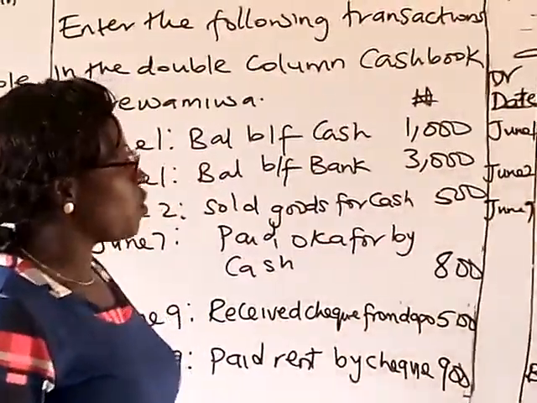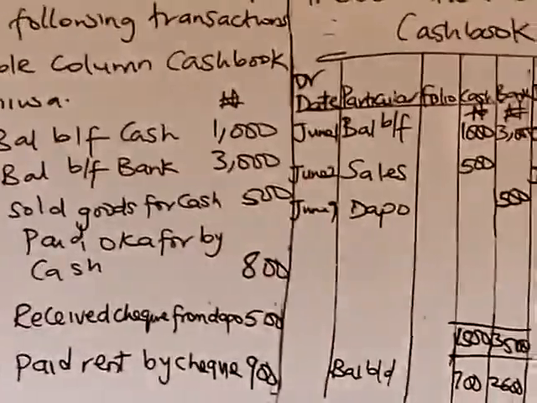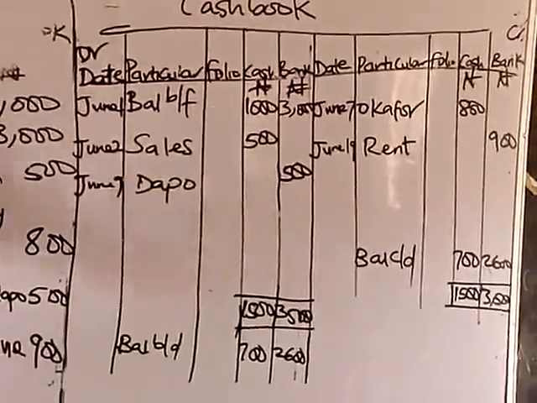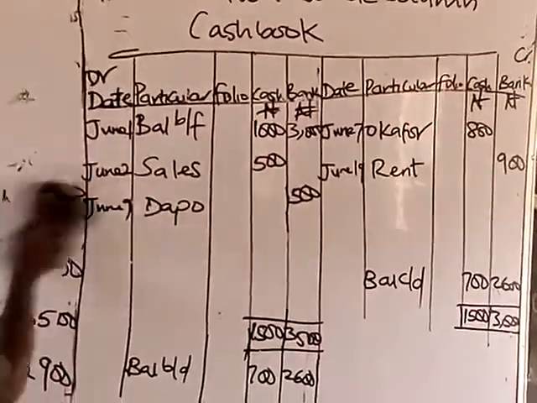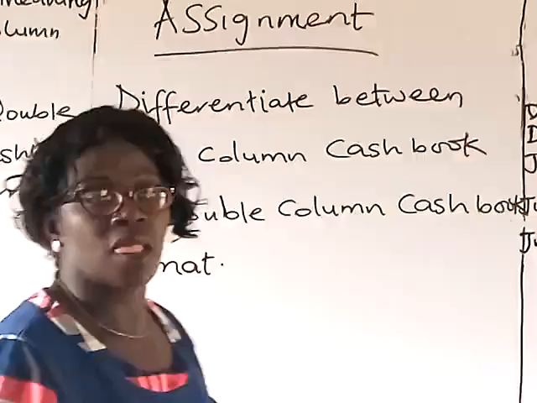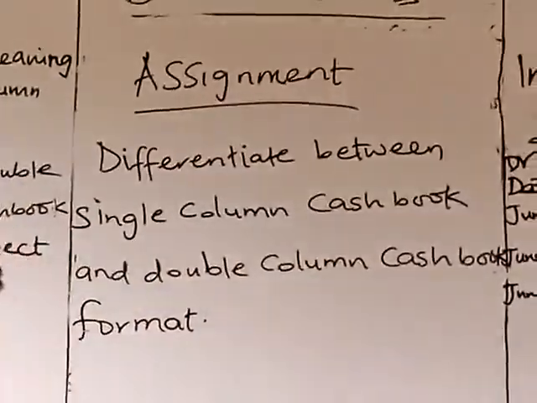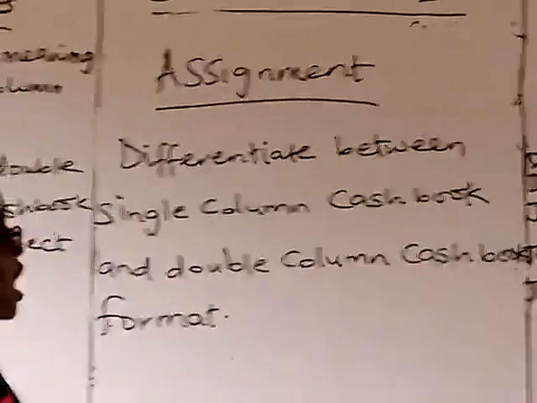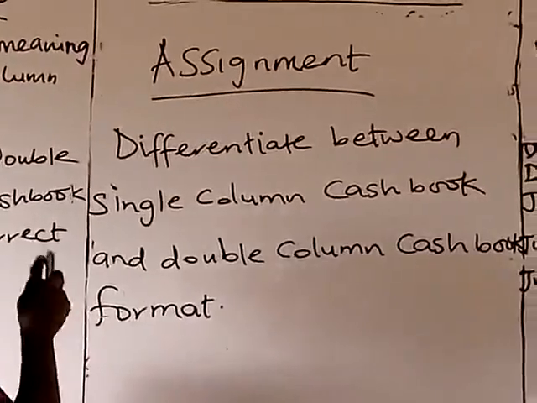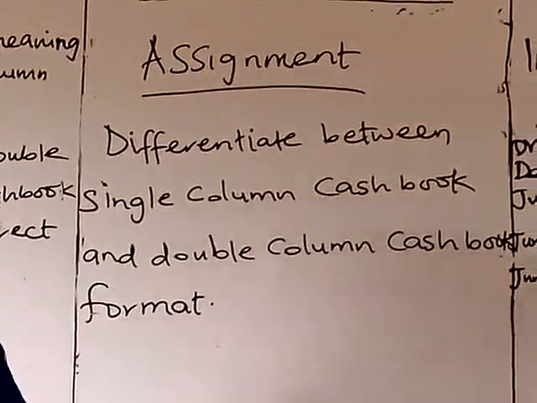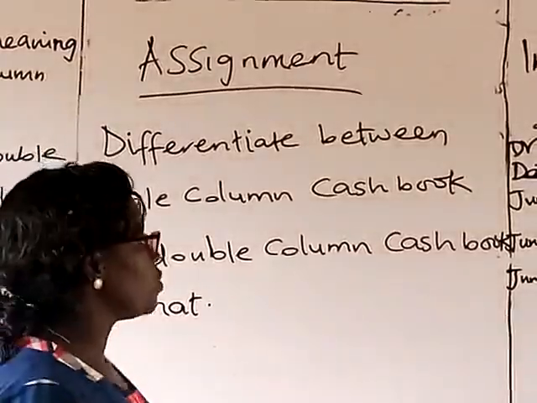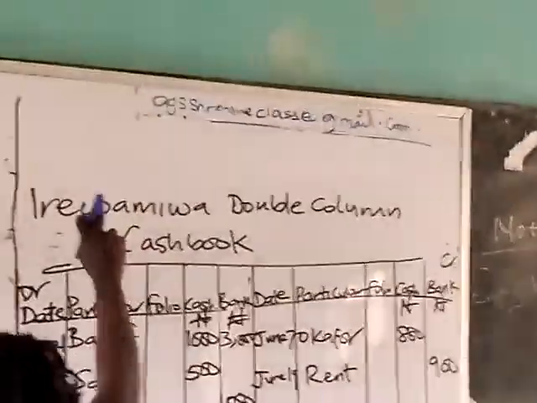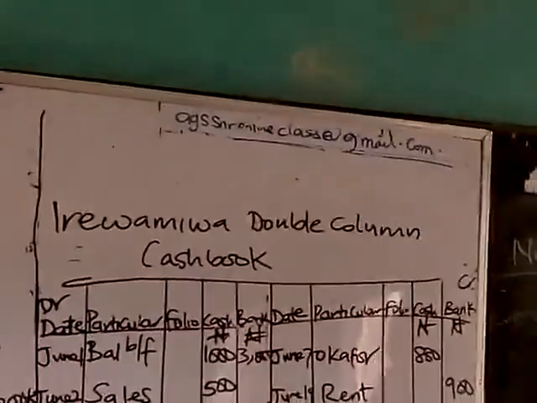So before we go, let me give you an assignment. This is the assignment that I want you to do against the next class. Differentiate between the single column cash book and the double column cash book. And if you have any response, you can reach us at AGS Senior Online Class at gmail.com.